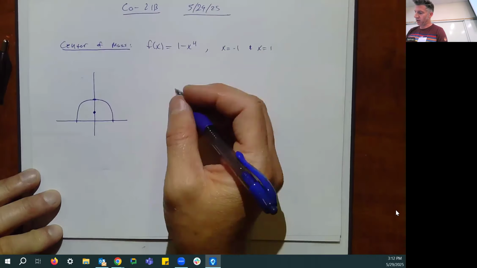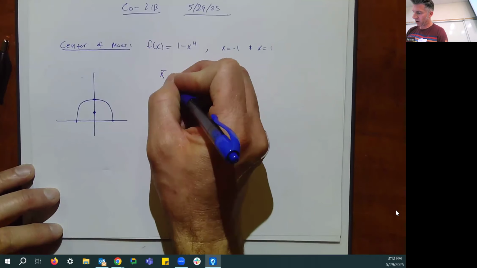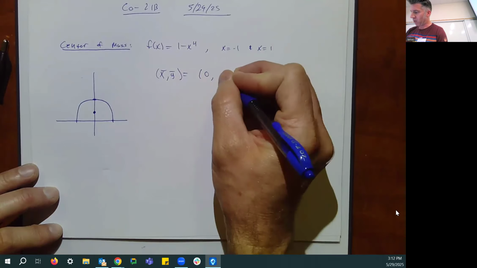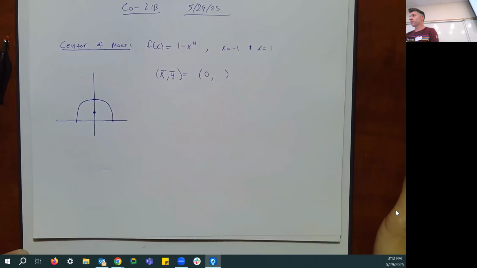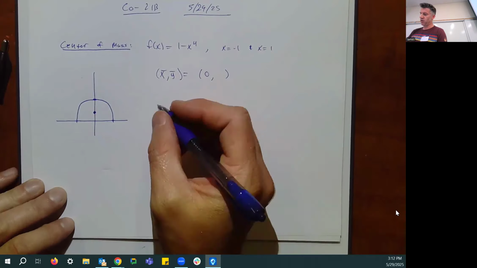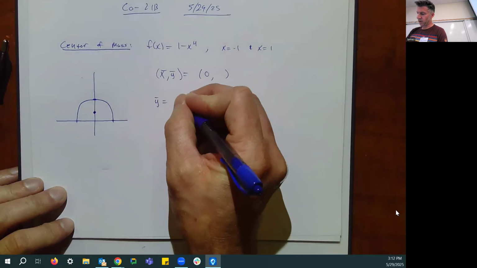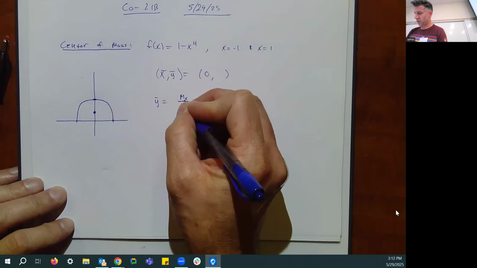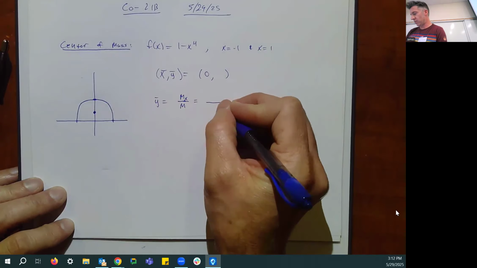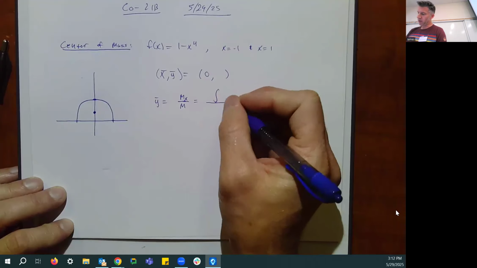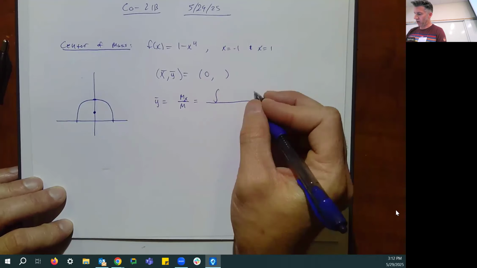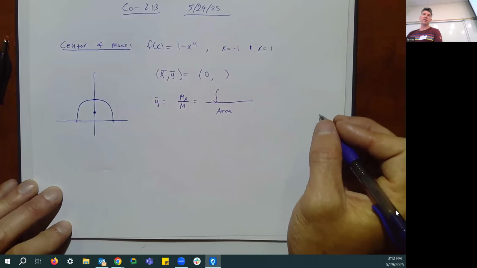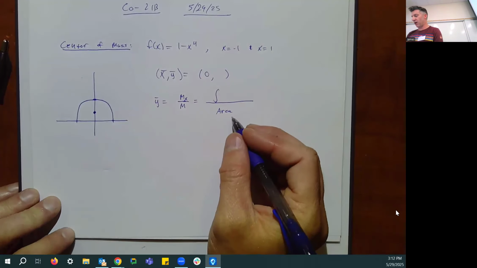So let's go ahead and find our center of mass, our x bar, y bar, and we're pretty confident that x bar is equal to 0. Y bar we have to work for. So y bar is going to be your moment around the x-axis divided by your mass, or as we typically write it, the integral of whatever divided by your area. And that integral is the one that's kind of tough. But let's talk about the area first.